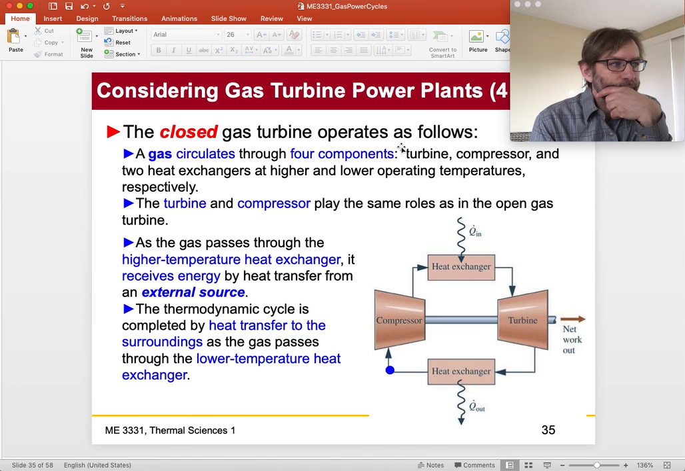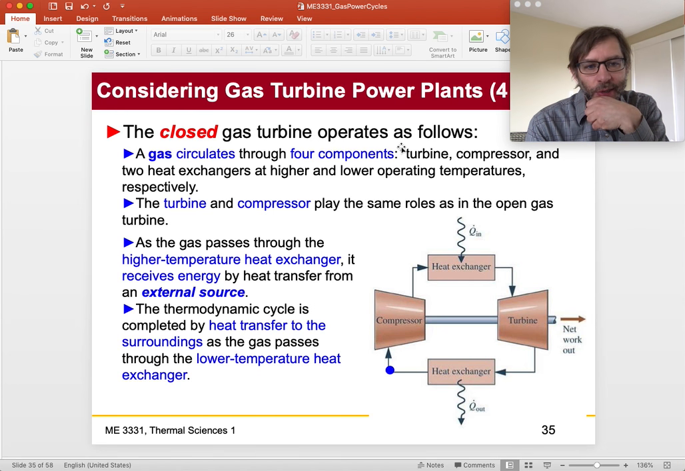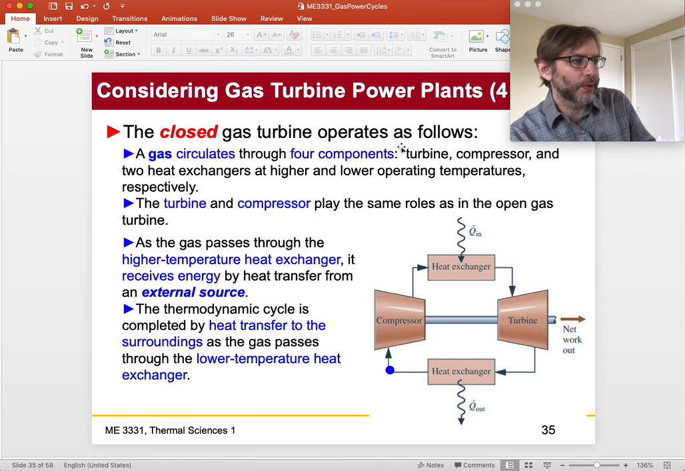Okay? And this Q-in isn't necessarily mixing air in. Essentially, it's just a heat exchanger. Some combustion gases go through a heat exchanger, kind of like the boiler, and they heat up the gases, and then it goes to the turbine. So as the gas passes through the higher temperature heat exchanger, it receives energy by heat from an external source, just like this one, and then a heat exchanger on the bottom side.